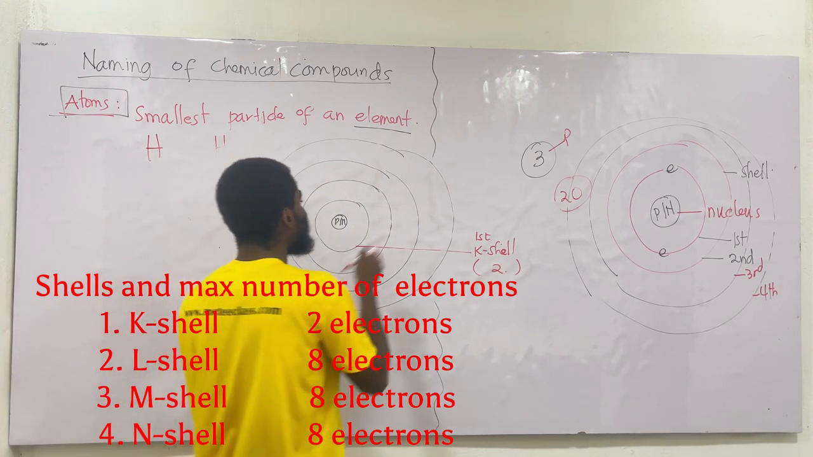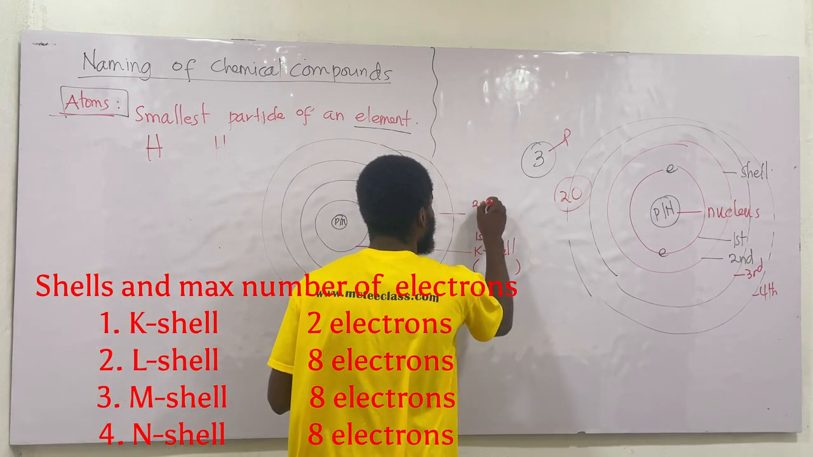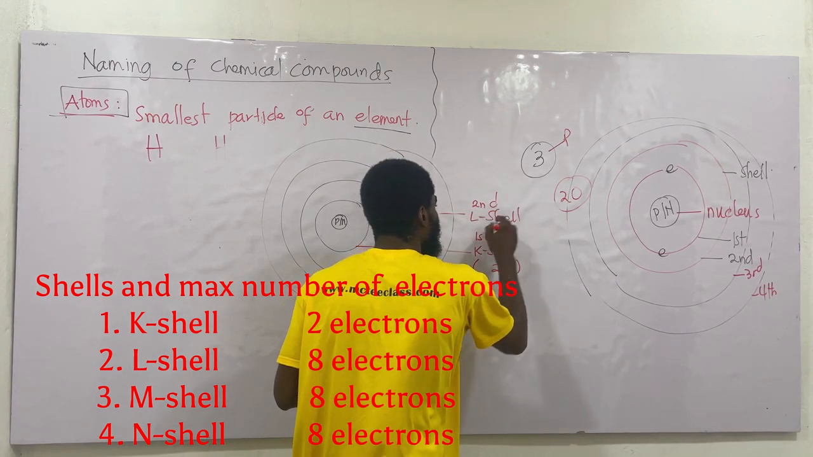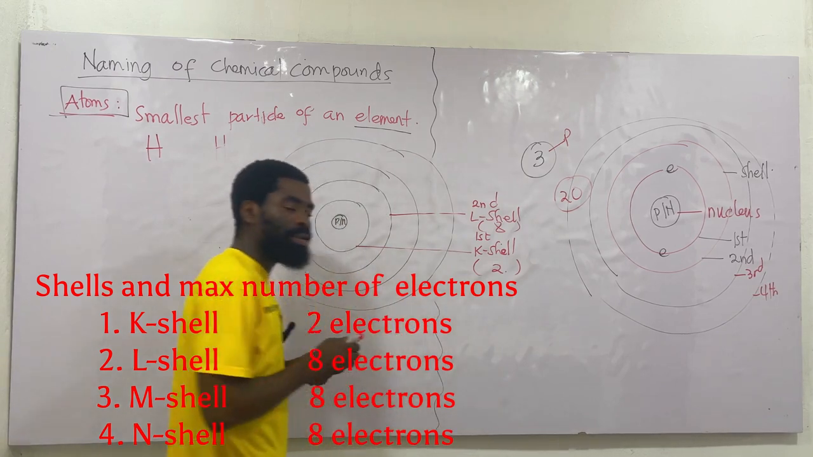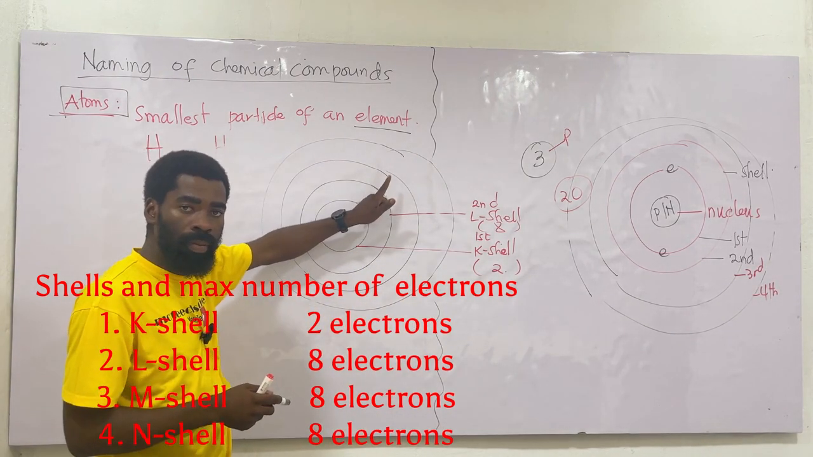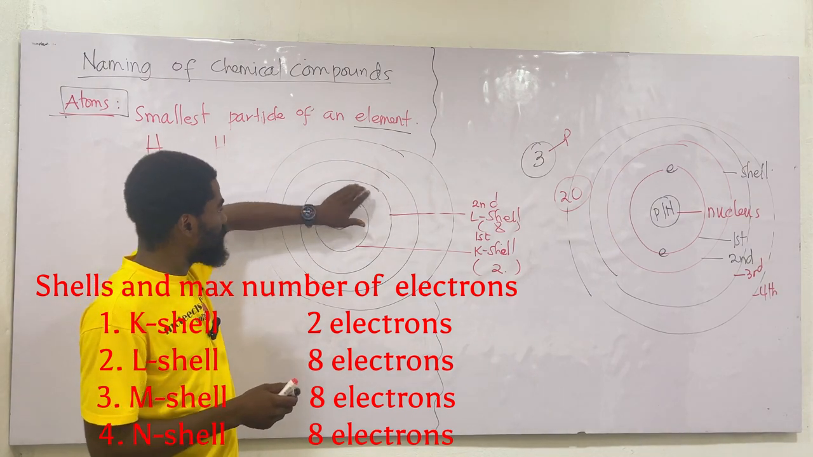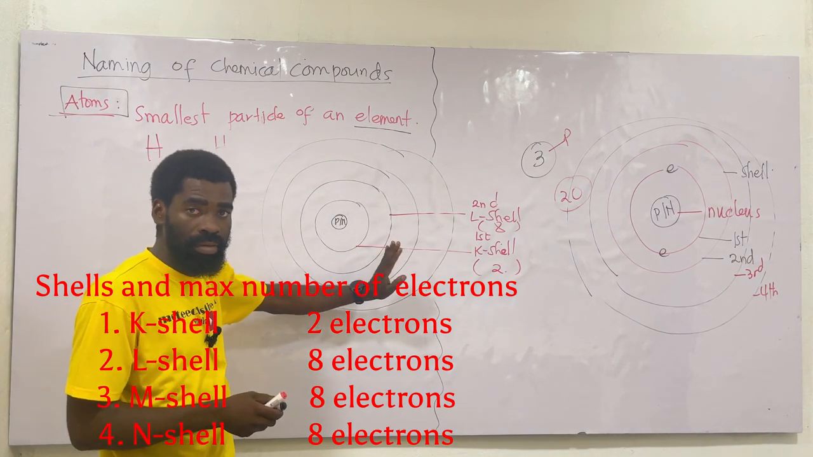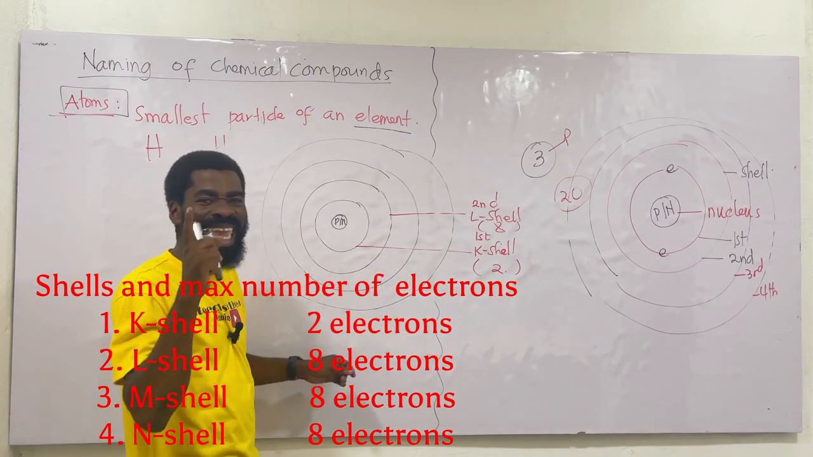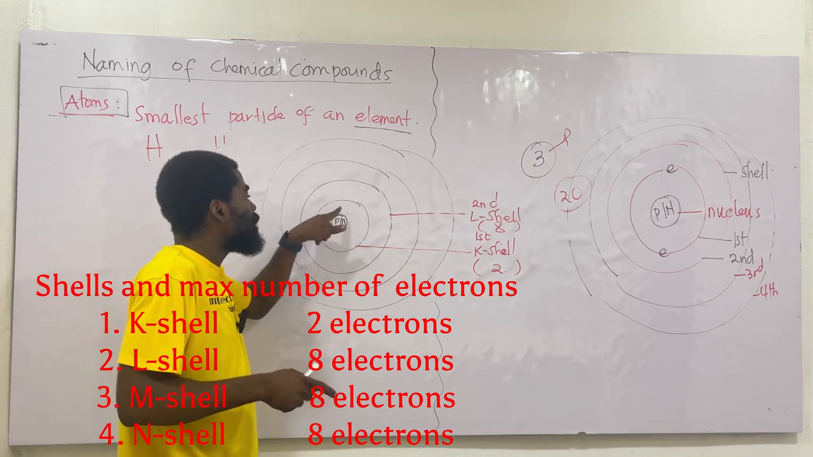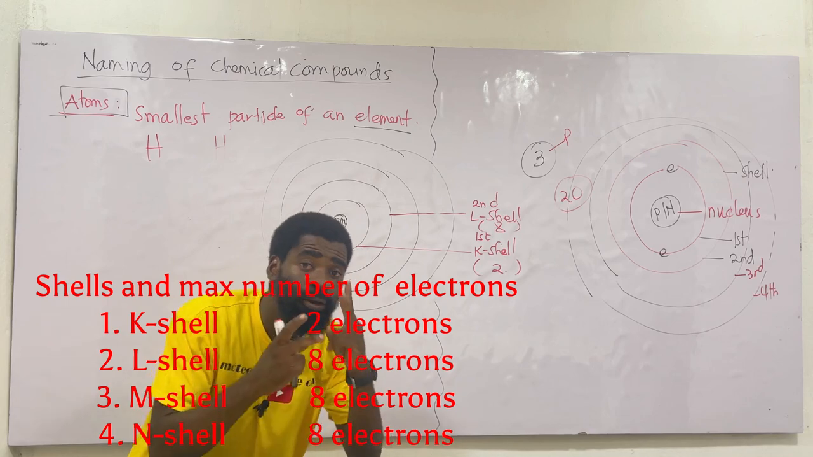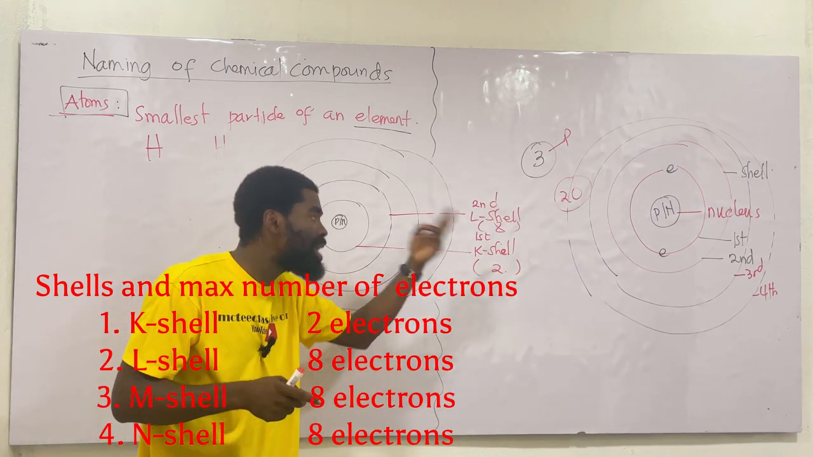The next shell, which is the second shell, the L shell, will take a maximum of 8 electrons. Once again, when I fix 8 electrons into this shell, the shell is fully filled. It's full, and if there are still more electrons, I'll go to the next one. You can't put 9 electrons on this. The maximum is 8.